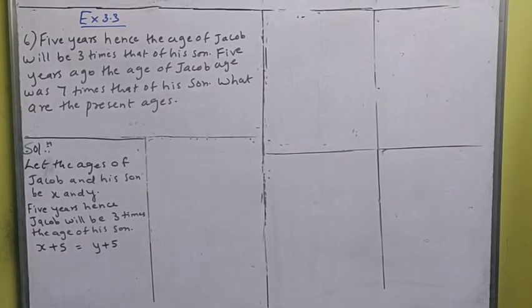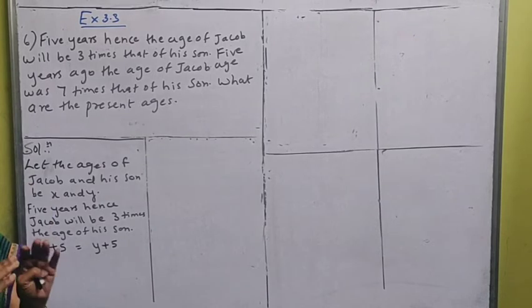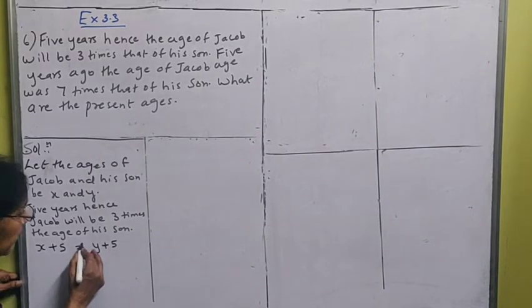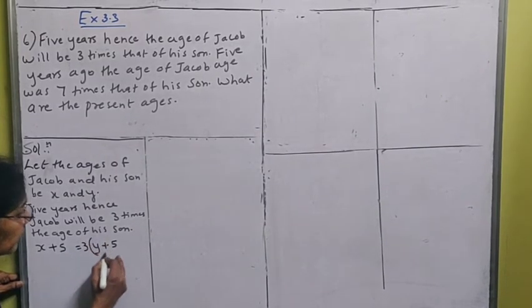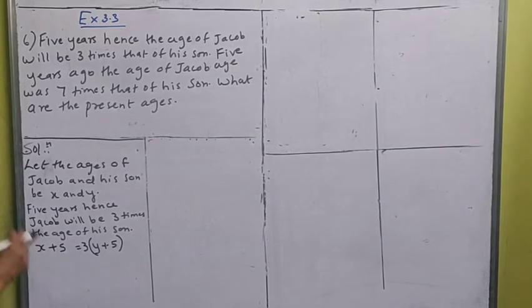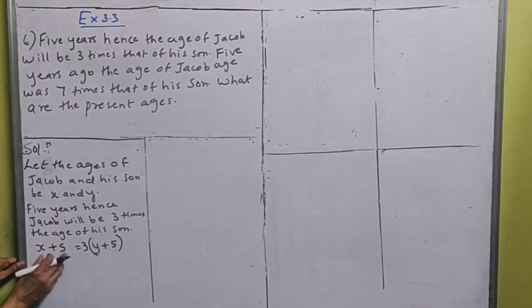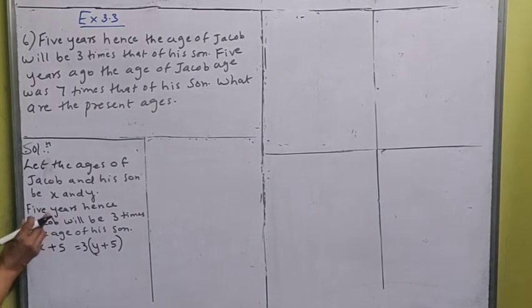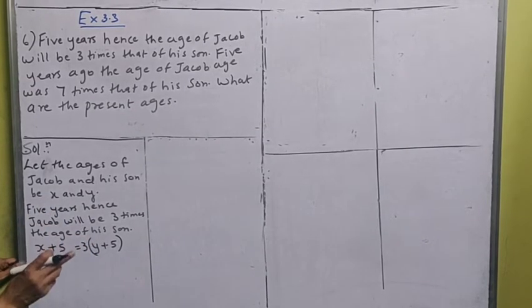If Jacob's age is 30, so 5 years afterwards it will become 35. And what will it become? 3 times the age of the son. So you have to multiply the age of the son with 3. That will become the age of Jacob. Got it? 3 times. So what you have to do? First you add 5 years to the age of Jacob, 5 years to the age of his son, and Jacob and son relationship is given.